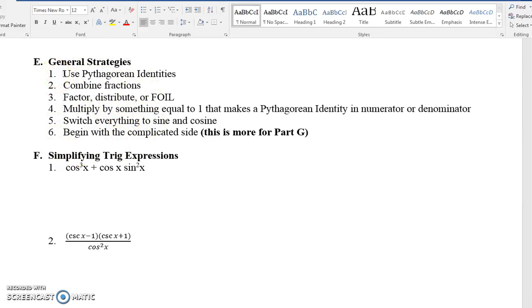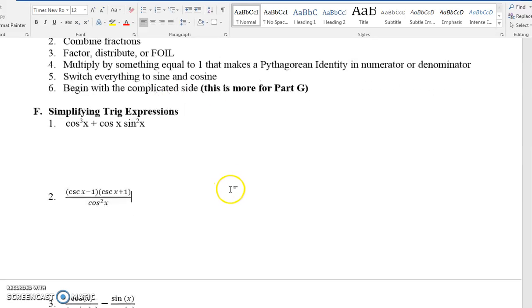So as we go through and simplify, look for Pythagorean identities. Look for ways that you can use that chunk of our formulas. If you have fractions, try to combine them using a common denominator. Look for ways that you can factor, distribute, or FOIL. This fourth one won't make a whole lot of sense until we actually try one. And then if you really run stuck, try to switch everything in terms of sine and cosine. And then just see what things kind of cancel off as you go through that process. And then as we get to part G, which you can look in your notes right now if you want to, but think about beginning with what you consider the more complicated side. So I'm going to be referring to some of these as we go through our video here.